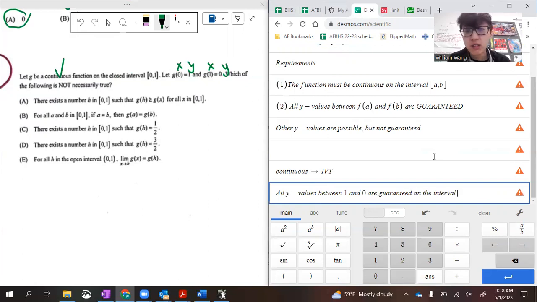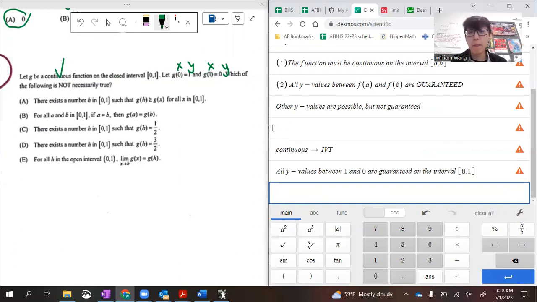On the interval 0 to 1, these are my x values, right? So 0, 1. Okay, so let's see which one of these matches. There exists a number h in 0 to 1 such that g of h is greater than or equal to g of x for all x in 0, 1. This has nothing to do with the intermediate value theorem.